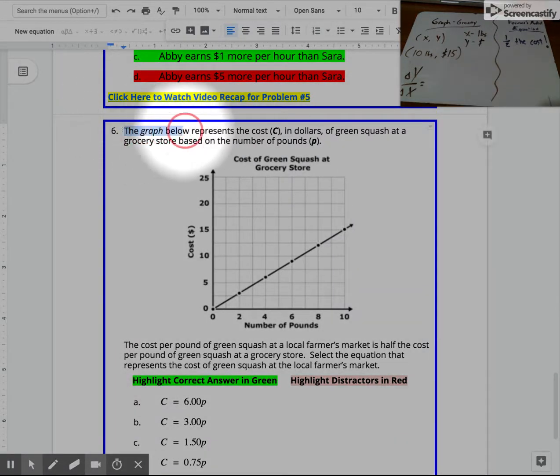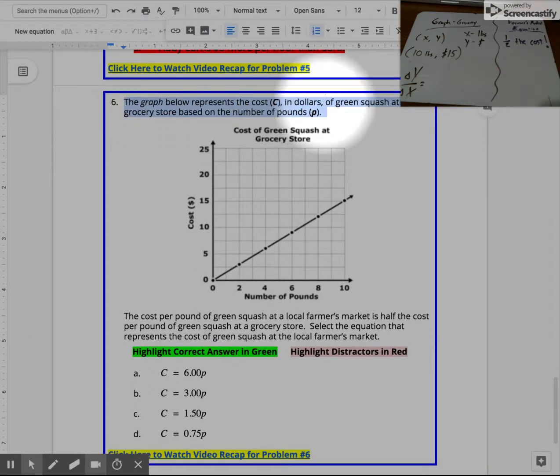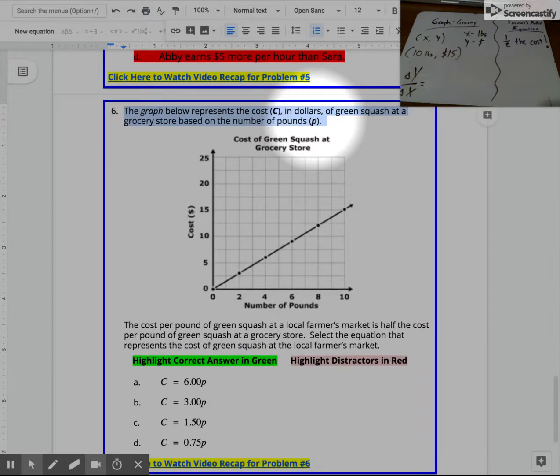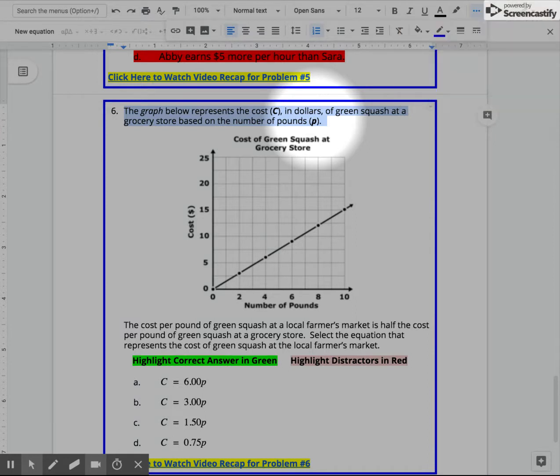Problem 6 tells us that the graph below represents the cost in dollars of green squash at a grocery store based on the number of pounds. One of the key things we need to see here is that the graph is talking to us about the price at specifically a grocery store. So I'm going to highlight that piece.